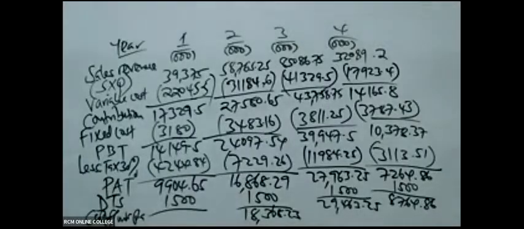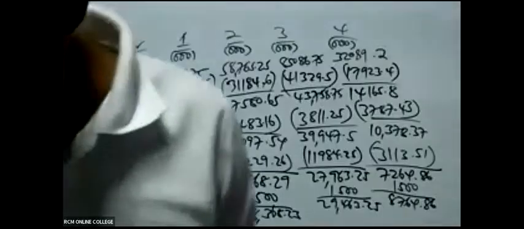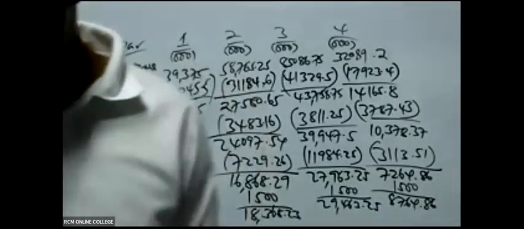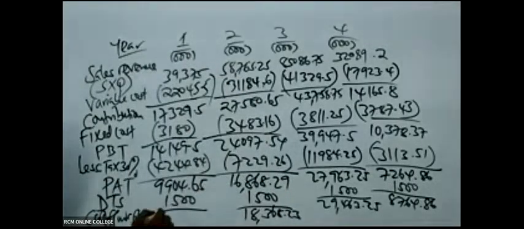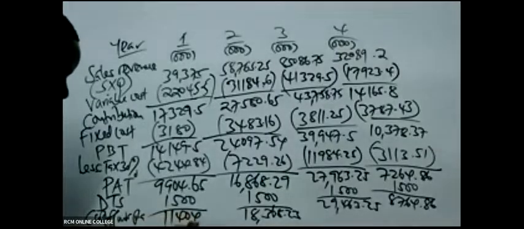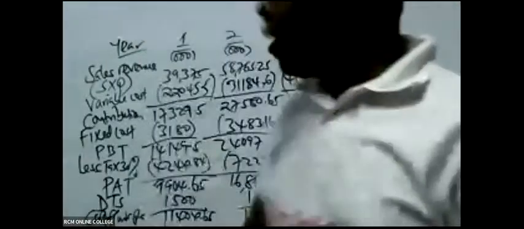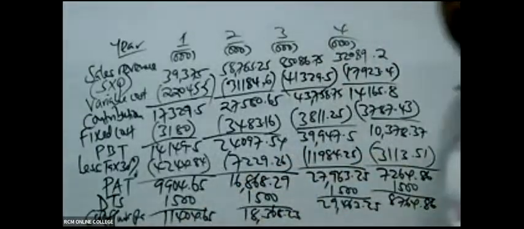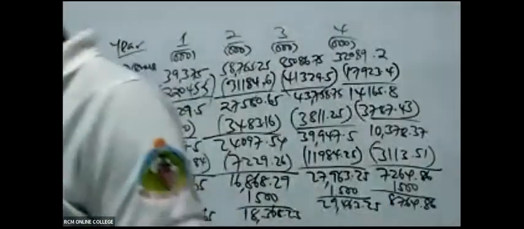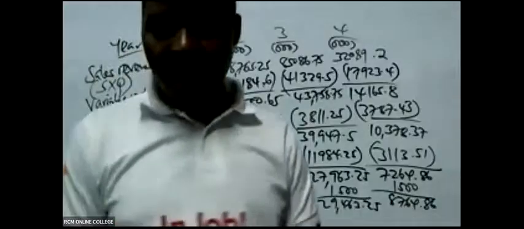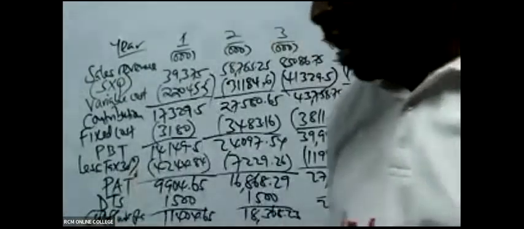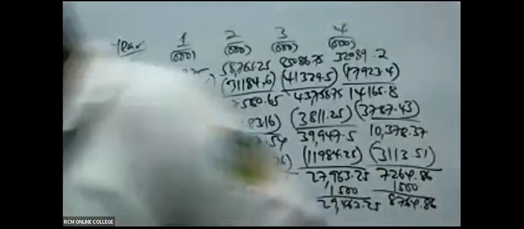Can you guys give me year 1? 11,404.65. Great. So, can we now discount these cash flows?